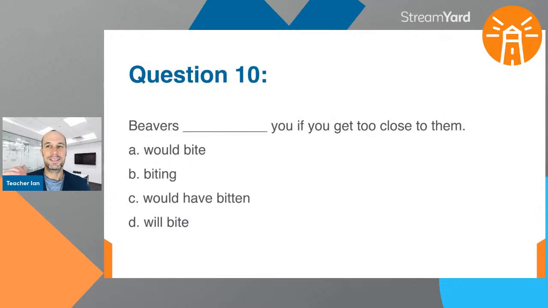The correct answer is D. Beavers will bite you if you get too close to them. So this is first conditional, right? It's something that will probably happen if you're silly enough to get close to a beaver. Beavers have those big teeth, right? Those big yellow teeth, and they bite through trees, so you don't want to get close to a beaver.